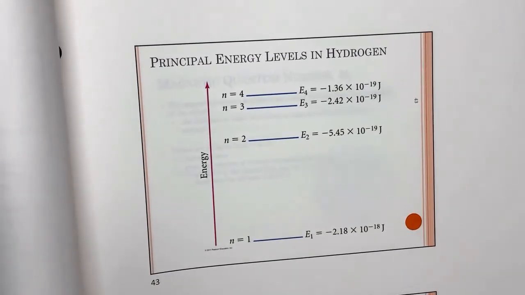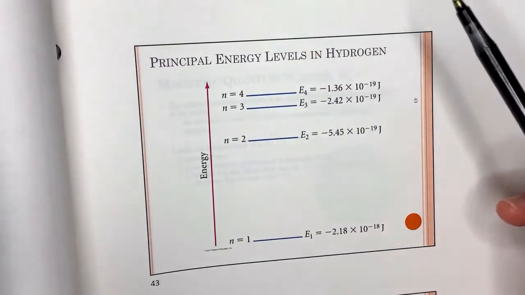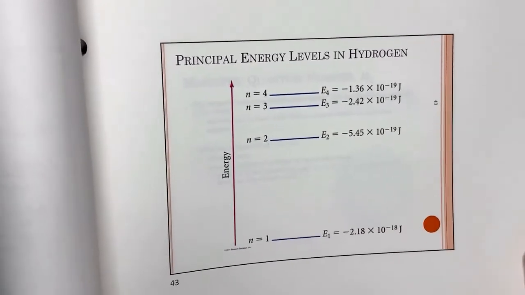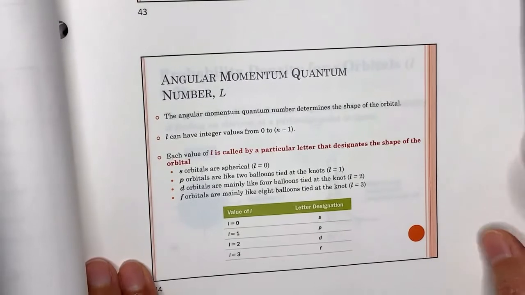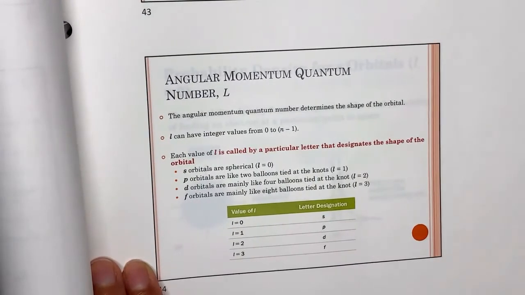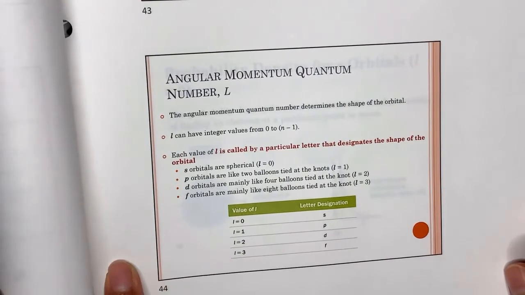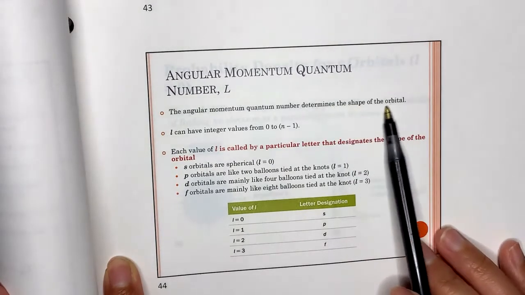Now, N starts from 1 all the way 2, 3, 4, 5, 6, 7, 8, 9, 10, and so on, all the way to infinity. But the lowest one is N1. And then the next number is angular momentum quantum number called L. And L tells you the shape of the orbital. Like, is it a sphere? Like we saw some spheres, and then we saw some dumbbells, and then we saw some really complicated shapes, right? So that's what L tells us.